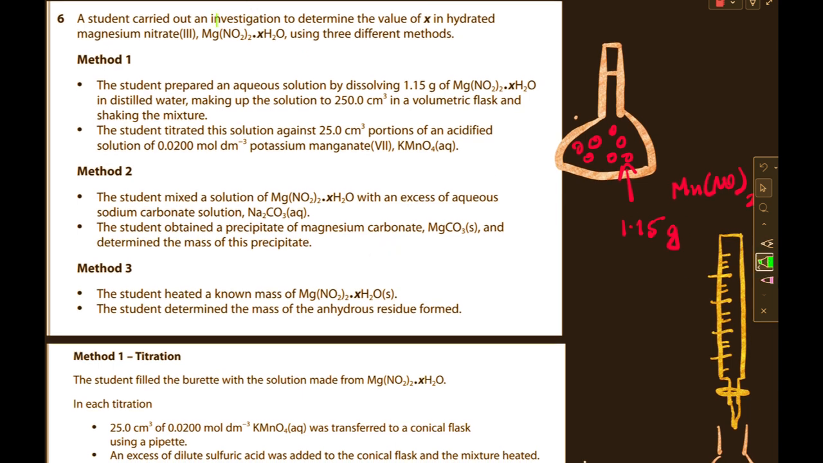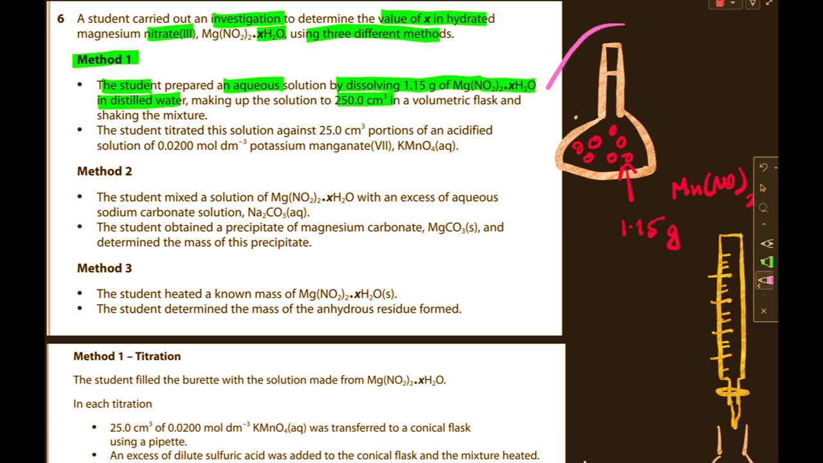I'm going to highlight that investigation to determine the value of X in hydrated magnesium nitrate, Mg(NO₃)₂·xH₂O. That's my unknown moles of water it contains, using 3 different methods. We're going to be focusing on method 1. The student prepared an aqueous solution by dissolving 1.15 gram of magnesium nitrate in distilled water, making 250 cm³ in a volumetric flask. My suggestion is always draw a diagram.